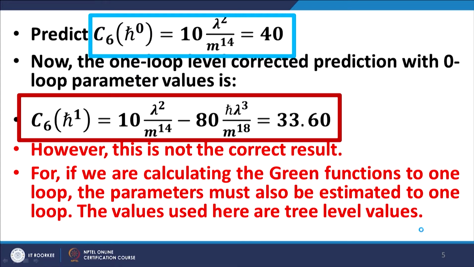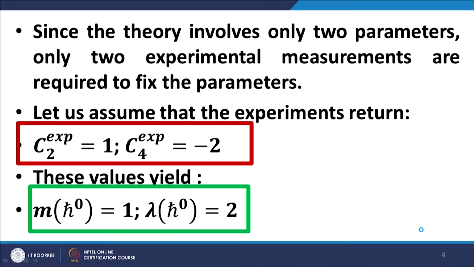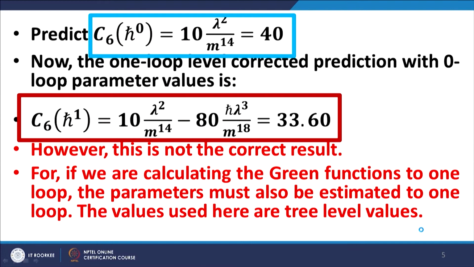We thereafter increased the level of perturbation from 0 loop level, that is the tree level, to the 1 loop level for C6, and we found that if we use the existing values of m and lambda that we have obtained earlier, m equal to 1, lambda equal to 2, we get the value of C6 at the 1 loop level as 33.60. That is what we obtained.